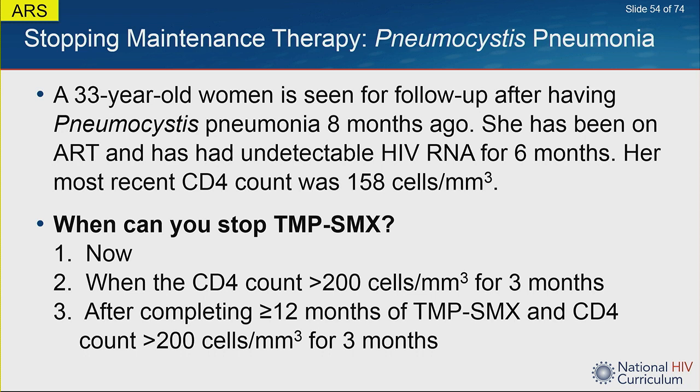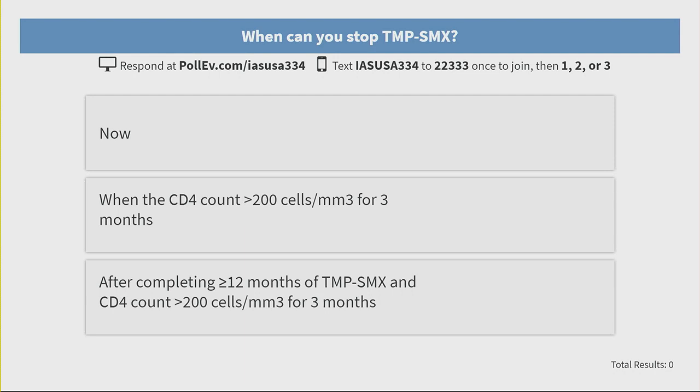So this is a 33-year-old woman who's seen for follow-up after having pneumocystis pneumonia 8 years ago. She's been on antiretroviral therapy. She's had an undetectable viral load for 6 months. Her most recent CD4 count's 158. So now the question is, when can we stop the Trim-sulfa? Can we stop it now? Should we wait till the CD4 count's at least 200 for at least 3 months? Or do they need to complete a whole year of pneumocystis treatment on Trim-sulfa and CD4 count get above 200? Okay? So there's three choices.